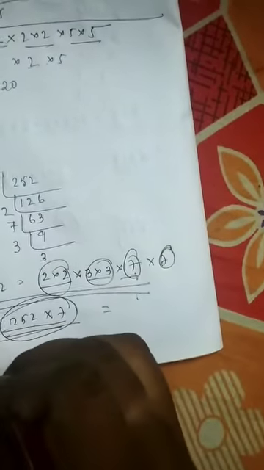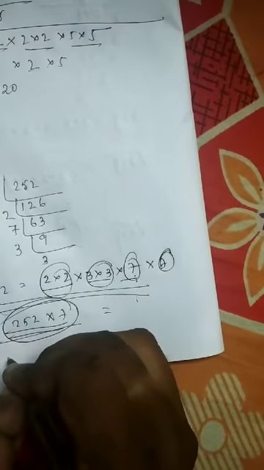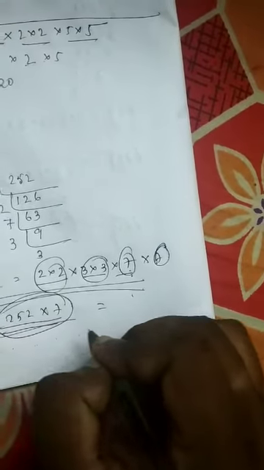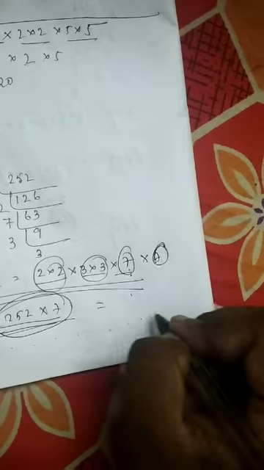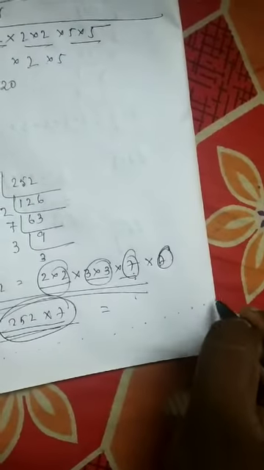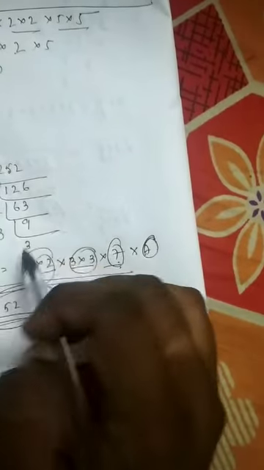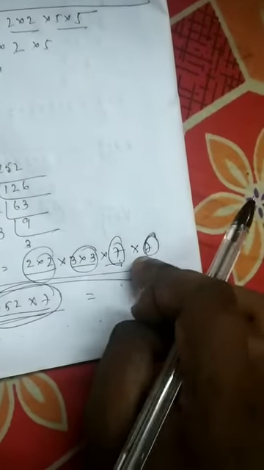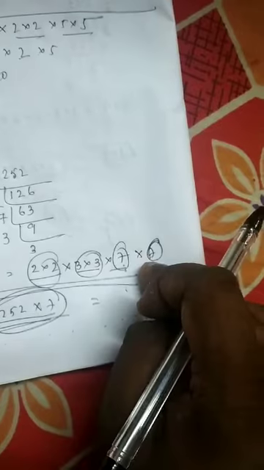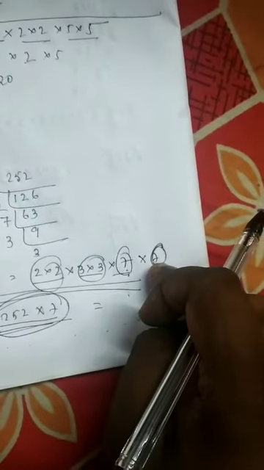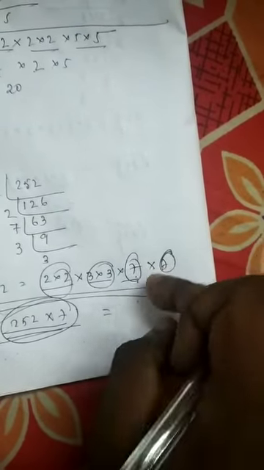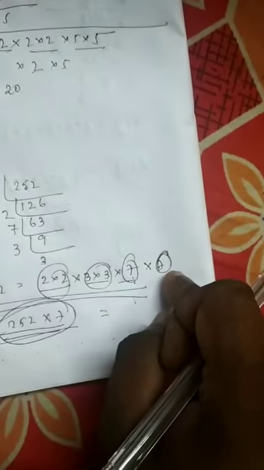So 7, I'll have to write as my answer. Therefore, the smallest number to be multiplied with 252 to get a perfect square is 7. Children, I'm repeating my words once again. By seeing the prime factorization process, we can see that there was only one number missing, that was 7. So it is clearly visible that if I multiply 252 with 7, my answer will be a perfect square.